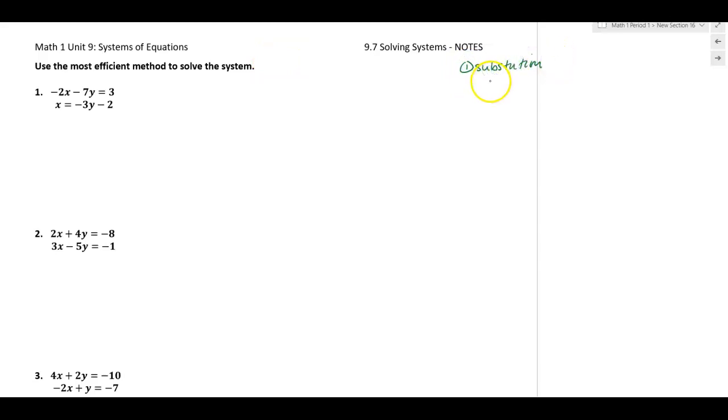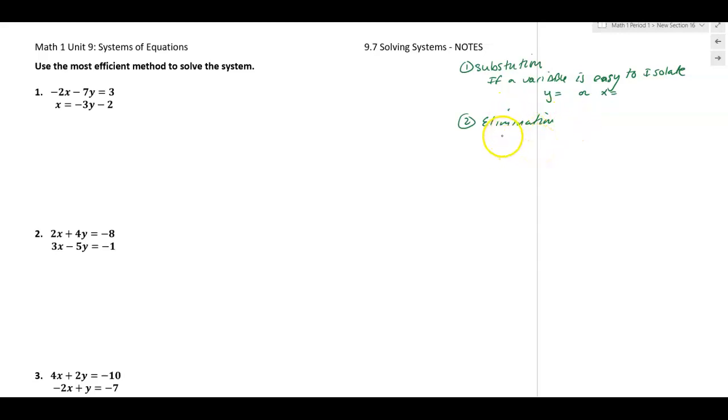We want to use this if a variable is easy to isolate. Okay, so we want to work smarter, not harder here. So if we can either get y equals or x equals an expression, I know I can use substitution. If not, elimination is going to be your best bet.